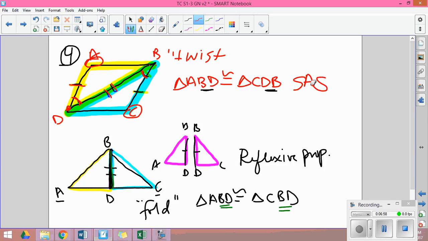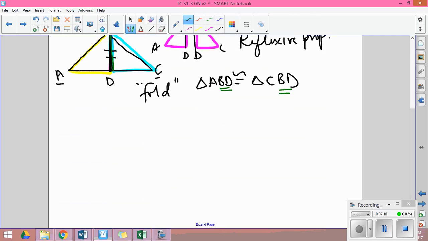Now that reflexive side is something that you can take from a picture, so you always have to look for it. It can also happen with angles. A reflexive angle would look something like this. Whoops, I drew that picture wrong. And I'll do them in different colors. And so you can see they share that angle if you were to separate them out.